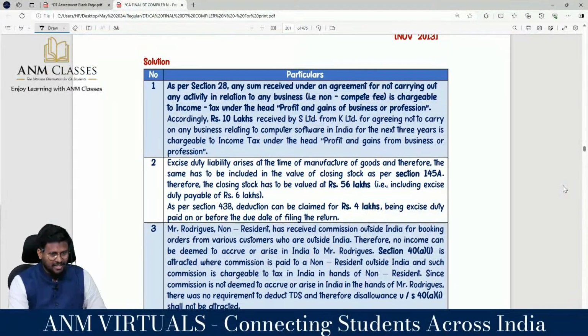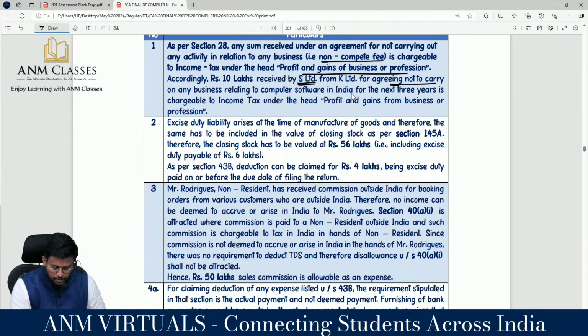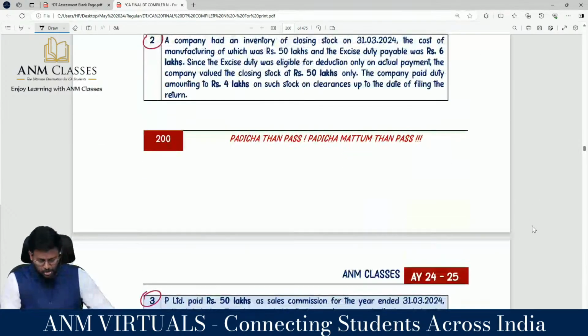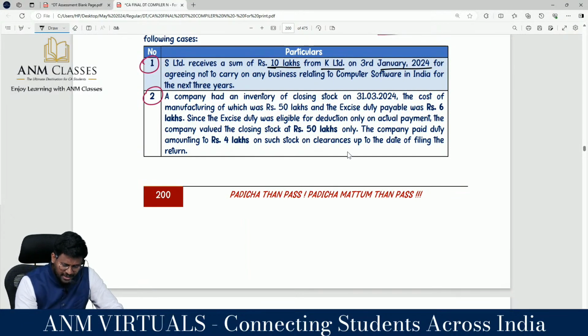As per section 28, any sum received under an agreement for not carrying out any activity in relation to any business, that is non-compete fee, is chargeable to income tax under the head PGBP. Accordingly, rupees 10 lakh received by S Limited from K Limited for agreeing not to carry on any business relating to computer software in India for the next 3 years is chargeable to income tax under the head profits and gains of business or profession. I am moving into the second part. Are you clear? Yes.